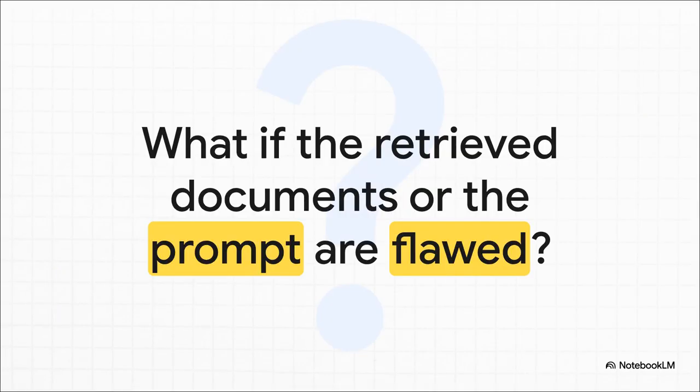So, okay, our system works. It's a nice, effective pipeline. But what happens if the ingredients are bad? What if the documents it finds are just wrong or totally irrelevant? Or what if our recipe, our prompt, is just flawed? This simple system is a great start, but it has its limits. And figuring out how to deal with those problems, well, that's the next big, fascinating challenge.